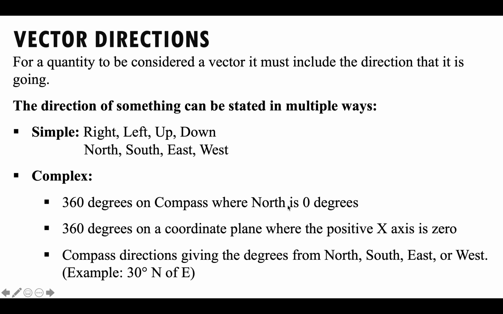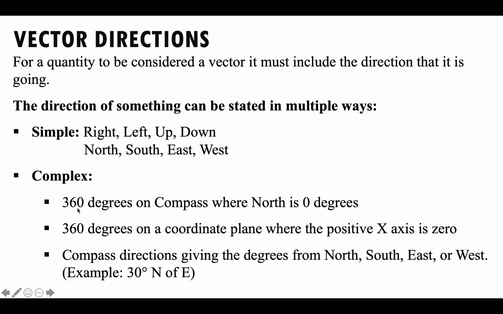Now let's talk about how to give vector directions, because there are a lot of different ways we can do this. For a quantity to be considered a vector, it has to include the direction it's going. There are simple ways we can state directions, such as saying left, right, up, down, north, south, east, west. Those are very easy ways and simple to say. Then there are some complex ways to say direction, and there are 3 common ones I see in physics classes.